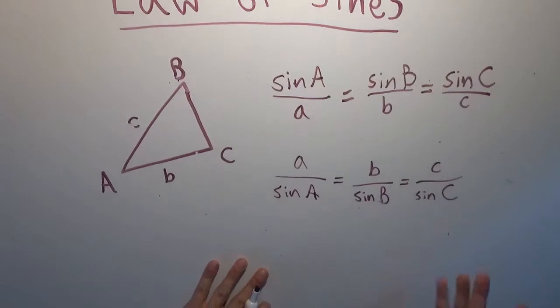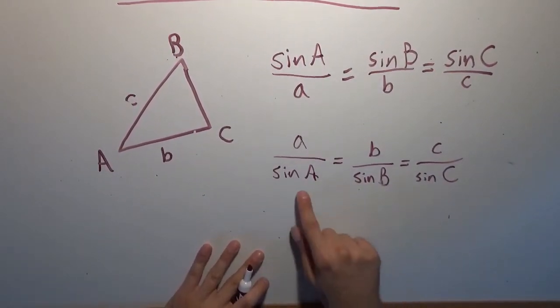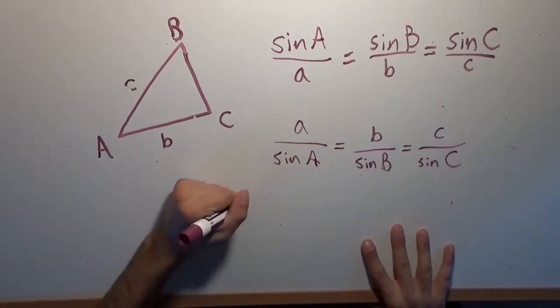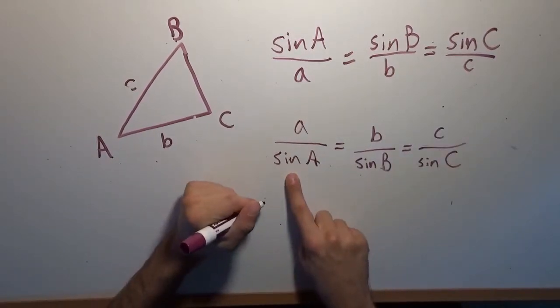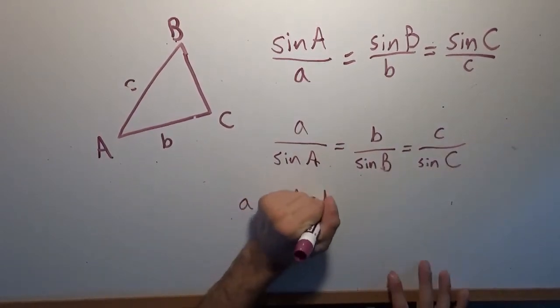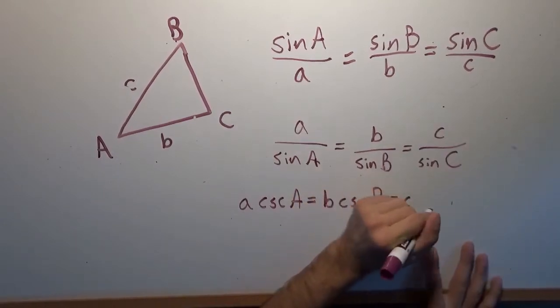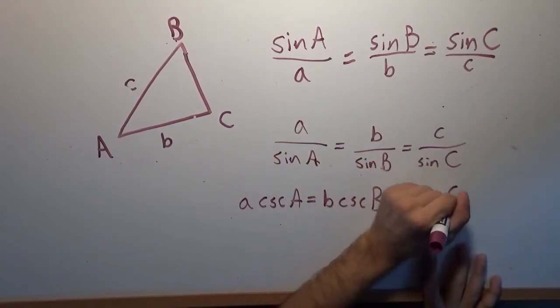I guess a third equivalent statement, because we're dividing by the sine of these angles, we could instead say that it's the cosecant of those angles. So we have that little a times 1 over the sine of capital A is the cosecant of capital A, which is equal to little b times the cosecant of big B, which is equal to little c times the cosecant of big C.